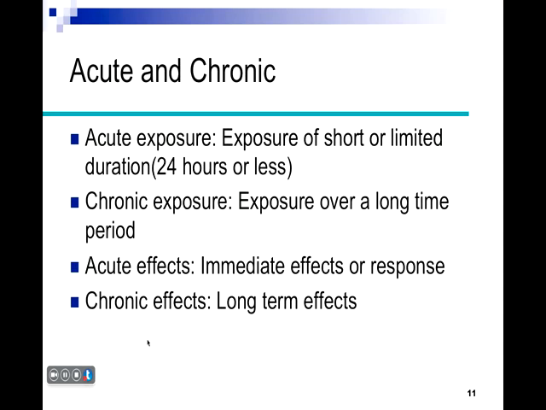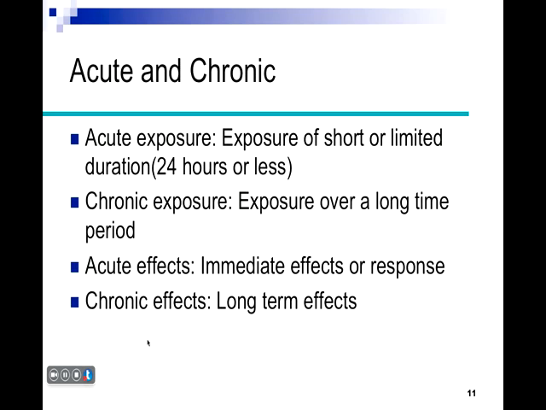The next principle is acute versus chronic toxicity, or exposure and toxicity. Acute exposure is defined as a short or limited duration, usually 24 hours or less, and a chronic exposure is something that occurs over a long period of time. Acute effects are effects that are immediate, and chronic effects are those that are long-term.